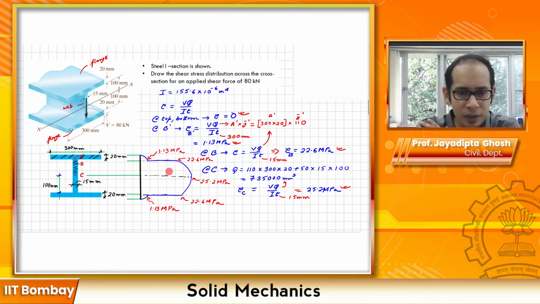Now remember that these values are not happening just at the edge, it is happening across this entire section. So this 0 over here is across this entire section, this 1.13 is across this entire section over here, and at this C it is across this small section that you see, where you have 25.2.